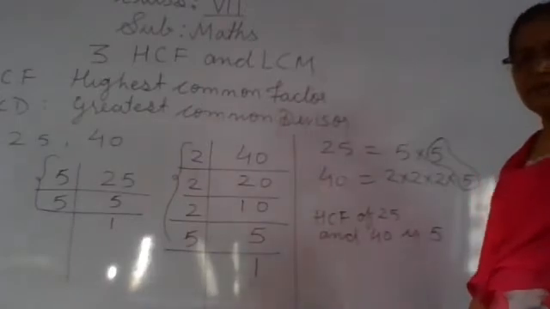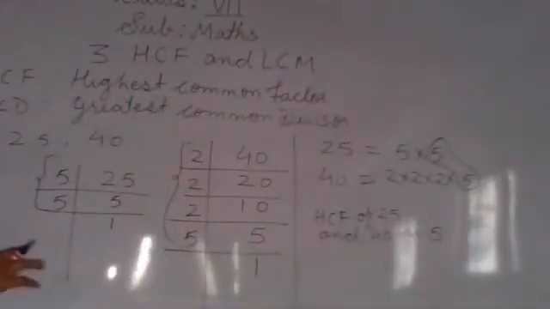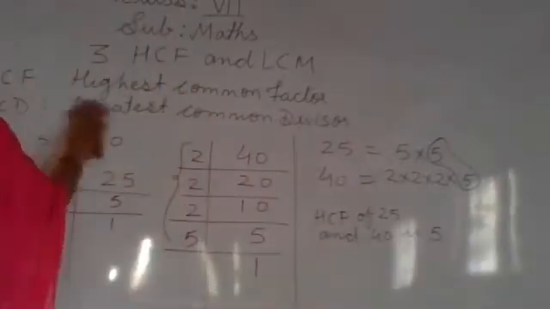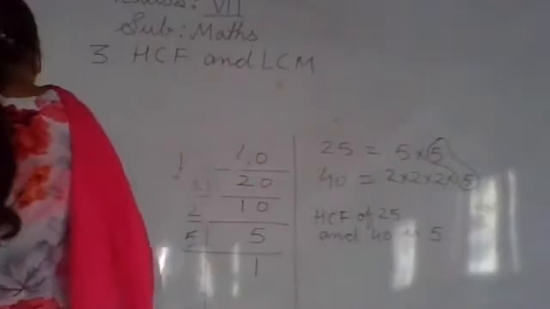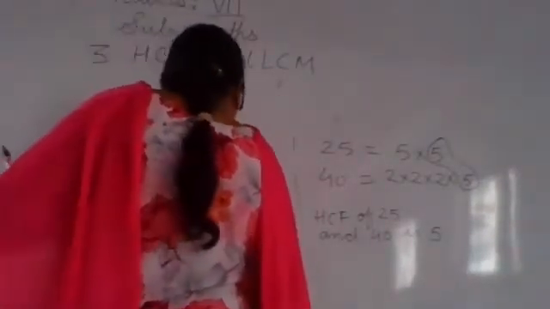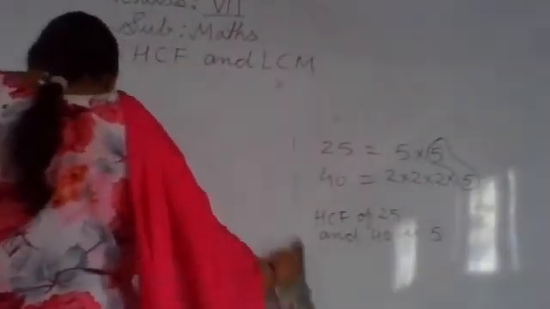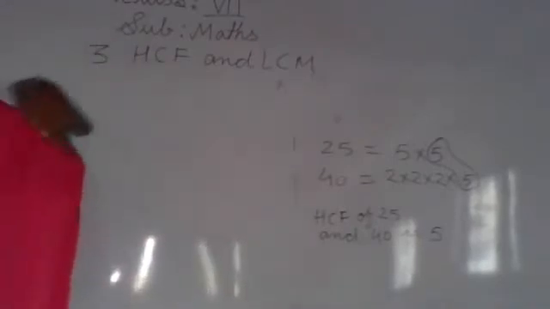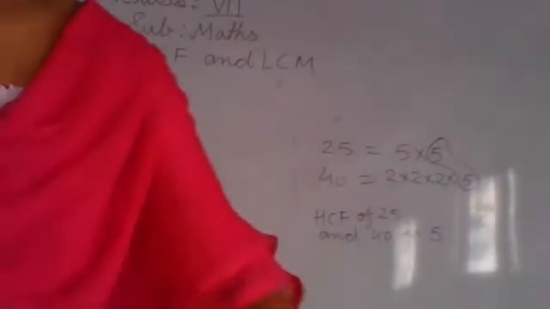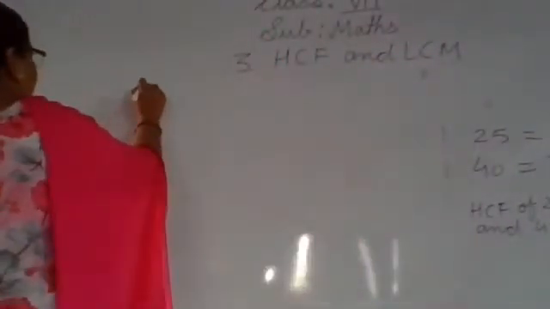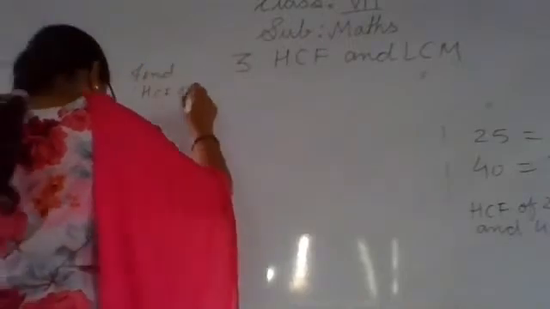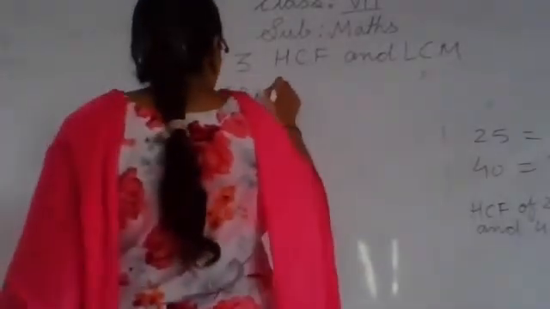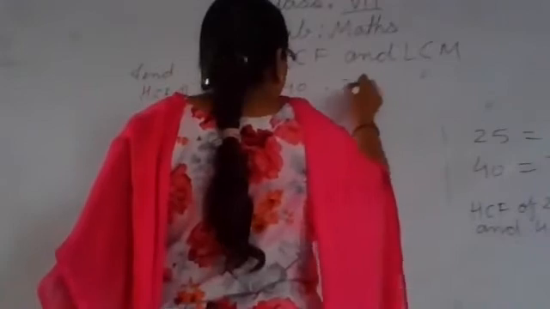Now let us see another example. See here, we are taking 3 numbers at a time and we find the HCF. So find the HCF of 150, 140 and 210.